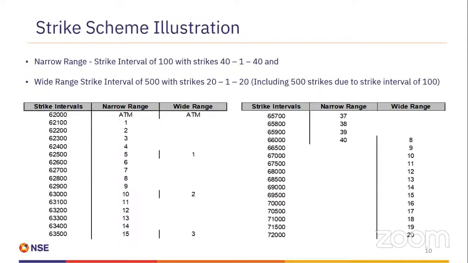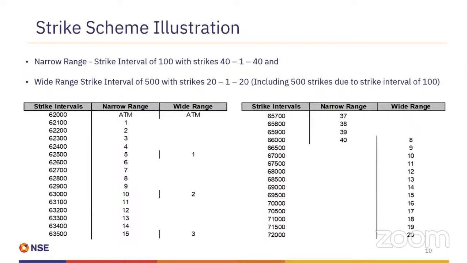Now how the 500 strike interval or the wider range will work here is the strike scheme will start from 62,000 only. So the 62,500 strike will be an overlap. This is not an additional strike, it is just an overlap. The new strikes which you will get because of the wide range strike interval will start from 66,500. That's where the benefit of the wider range strike interval kicks in. From the ninth wide range strike, which is 66,500, the next intervals are 500 multiples, so it will go to almost 72,000, which is the 20th strike.